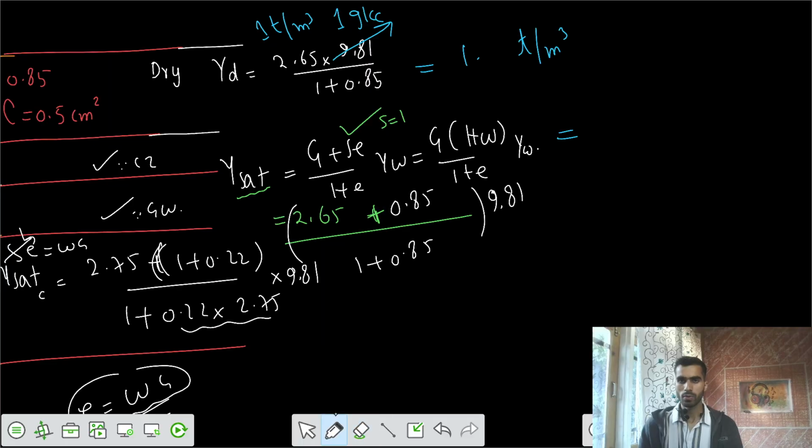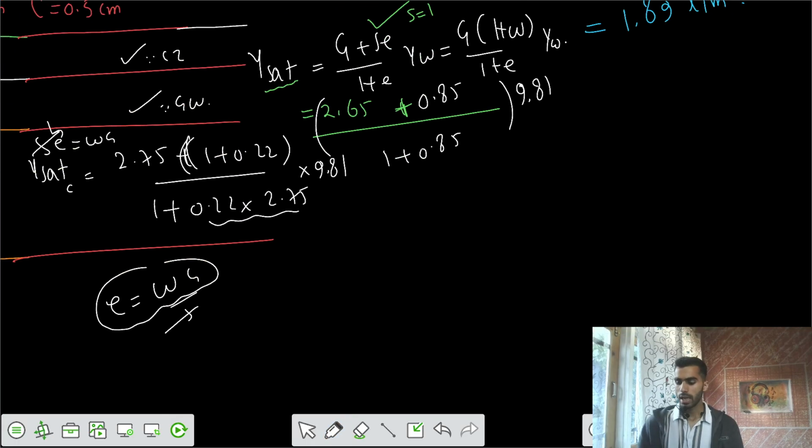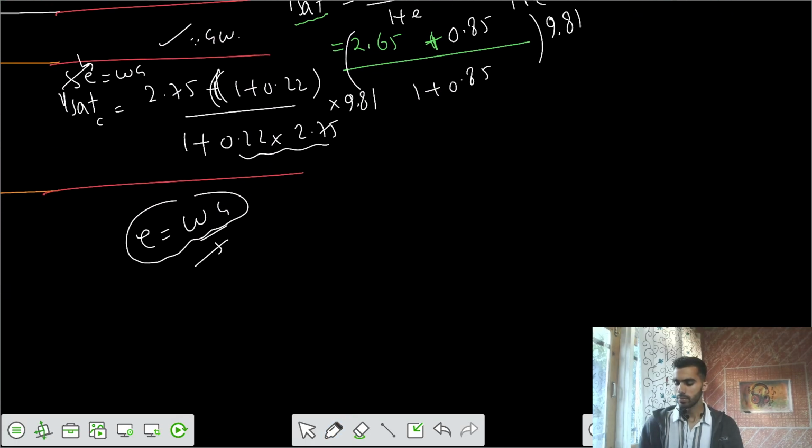Gamma dry is 1.43 tons per meter cube. Gamma sat for the sand is 1.89 tons per meter cube, and gamma sat for the clay is 2.09 tons per meter cube.